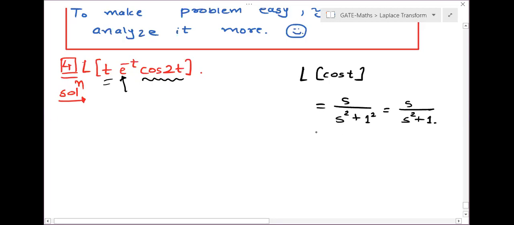So whenever you are having this type of case, that is multiplication by t and e to the power minus t both, always use first shifting property at last. Right. So use this thumb rule: always use first shifting property in last.